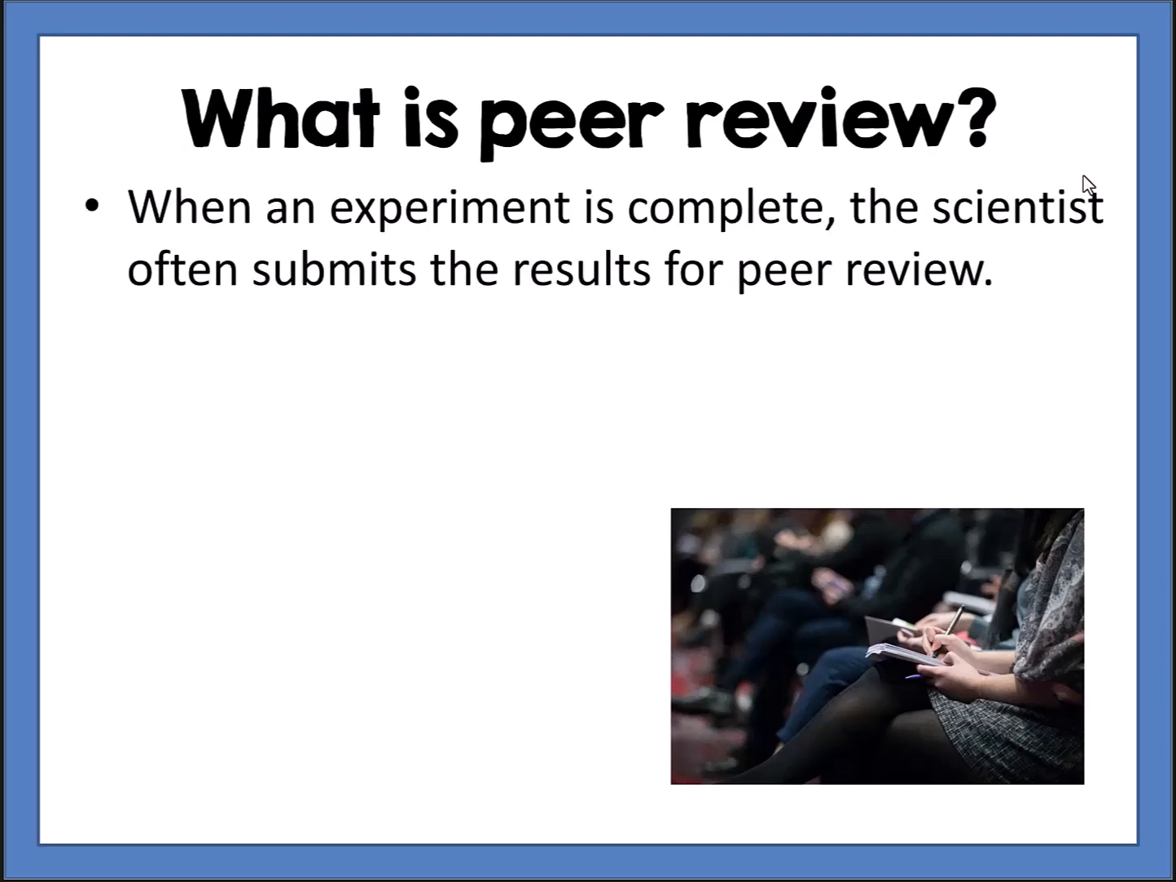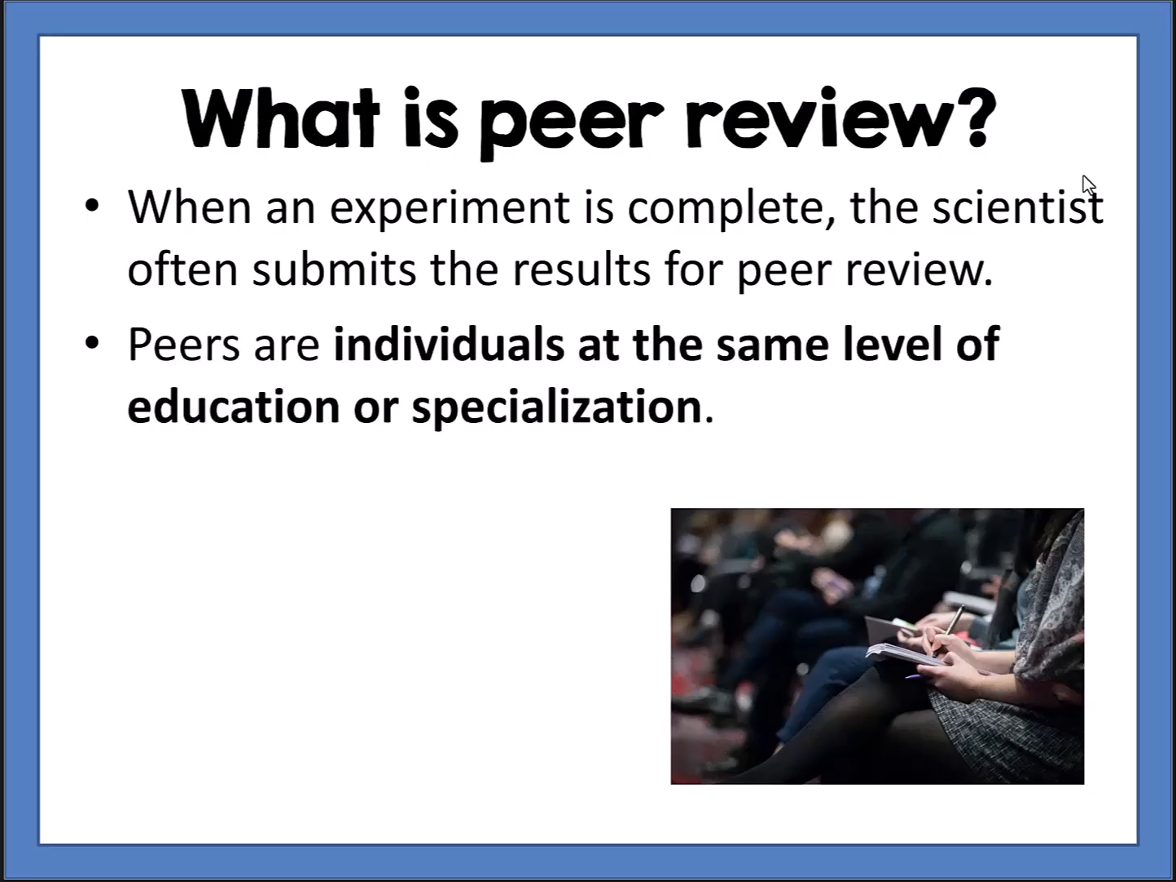When an experiment is complete, the scientist often submits the results for peer review. So this would be the end of the experiment. The scientist has already drawn a conclusion, and they are then submitting those results to peer review. Peers, as you might know, are individuals at the same level of education or specialization.